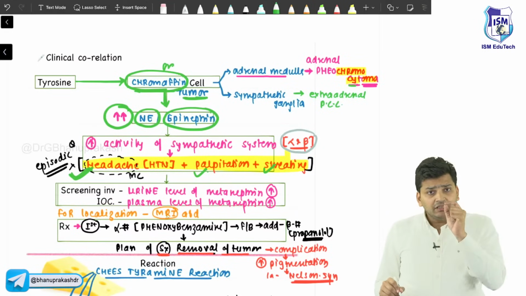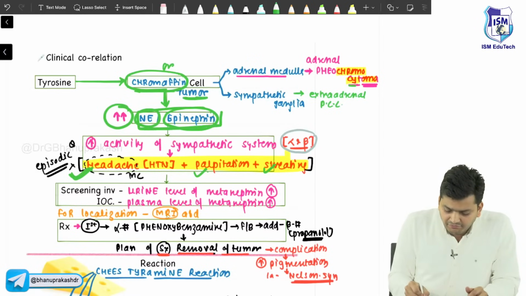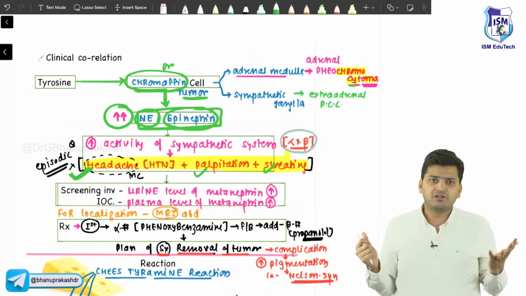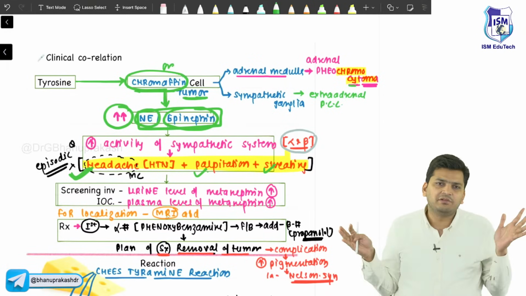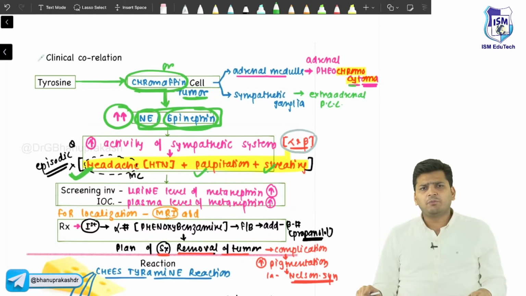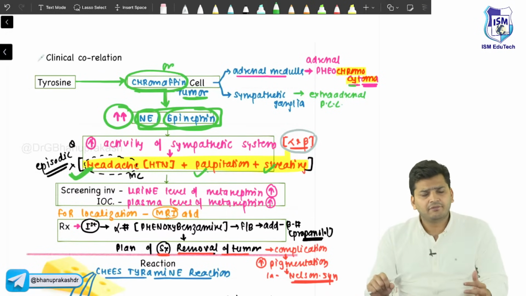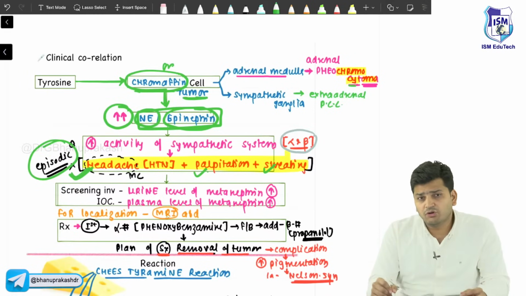Now, these symptoms will not last long. The reason is the norepinephrine and epinephrine half-life is very short. As soon as the tumor secretes, the symptoms will come. And within no time, these molecules will be catabolized, and the symptoms will go away. So the patient will say, Doctor Saab, for the last 6 months, I am having a problem that all of a sudden I start having palpitation, sweating and headache, hypertension. And these symptoms last just for 10-15 minutes. Earlier it was less, but now it's occurring very frequently, troublesome. So he came to you. The moment you see the word episodic, it is going towards pheochromocytoma.